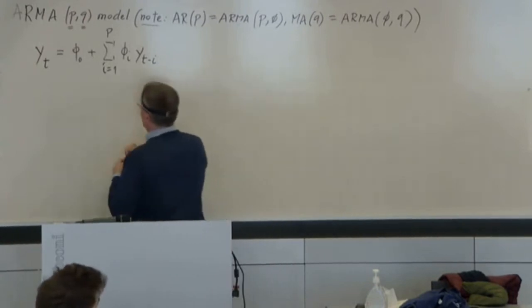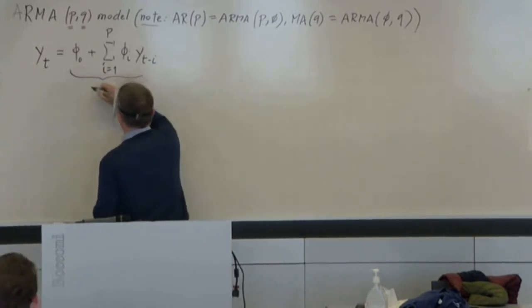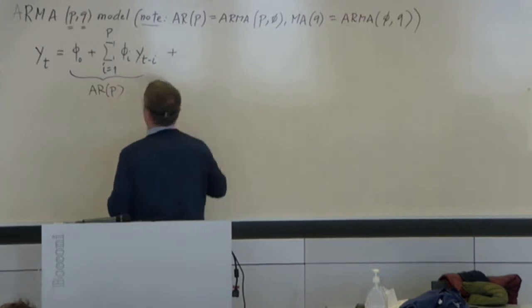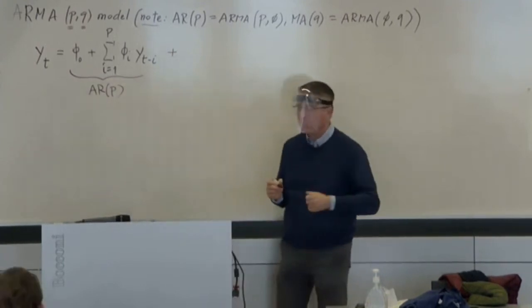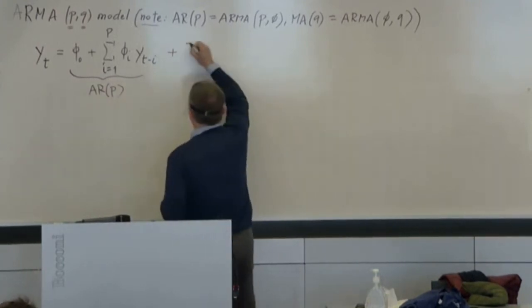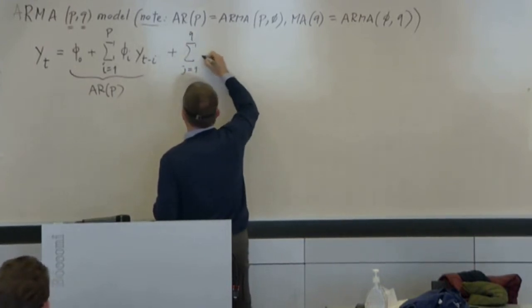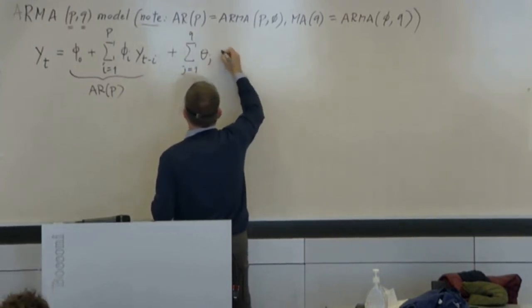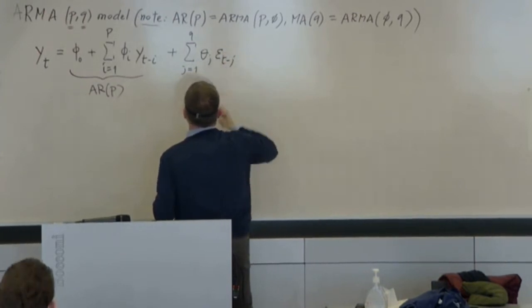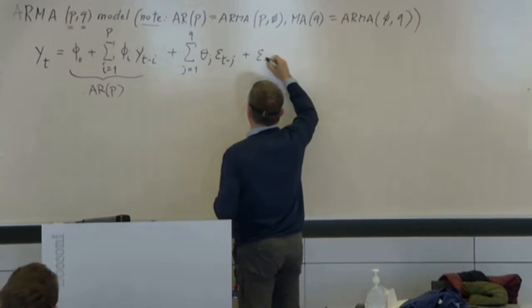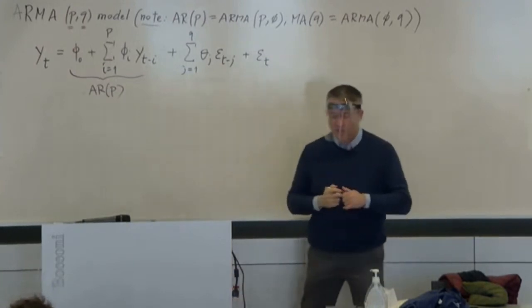Right, so I will put everything together, and this one is the AR(p) portion of the model. But it's not over here. There is also a moving average portion, which is the sum for j that goes between 1 and q of the theta_j's times epsilon_{t-j}, plus you also put a shock, so a contemporaneous epsilon_t shock.